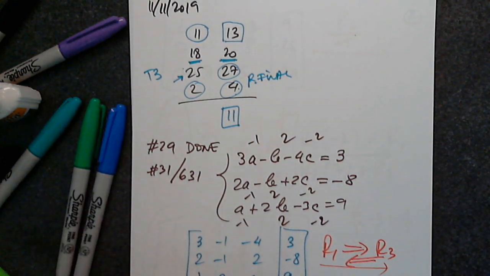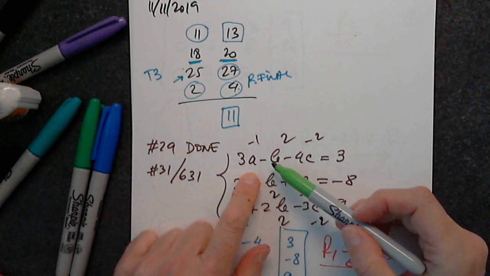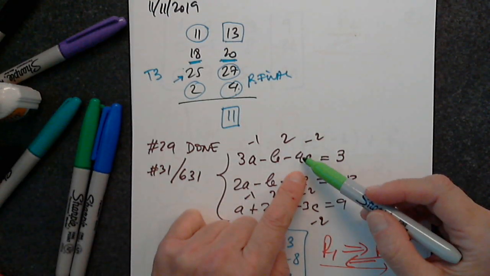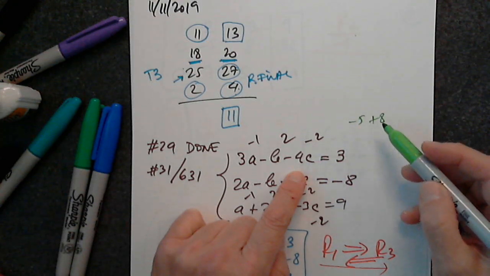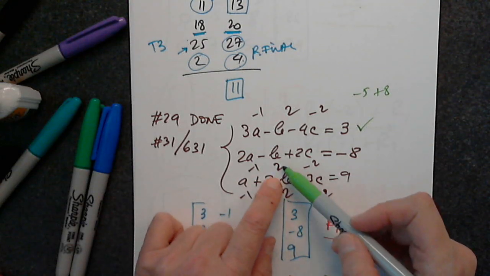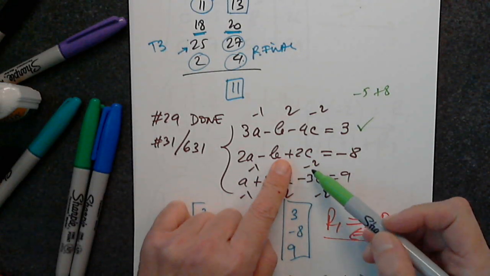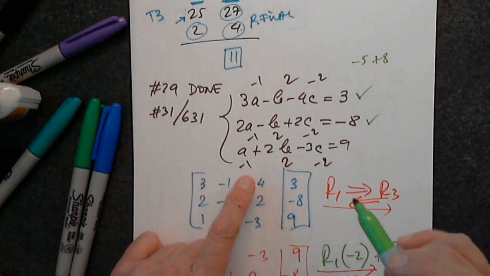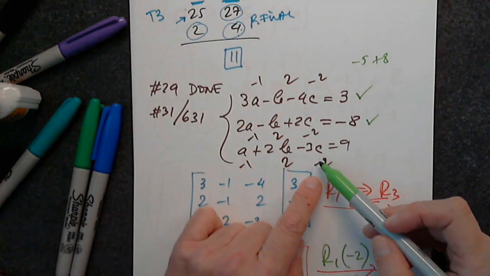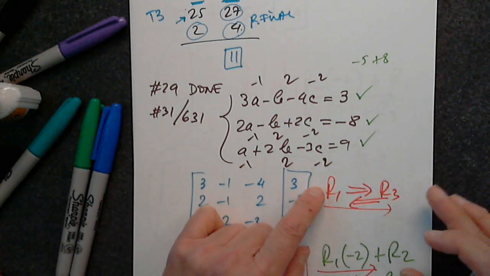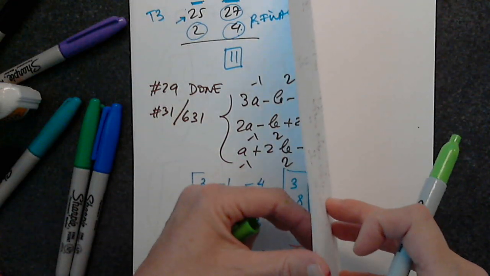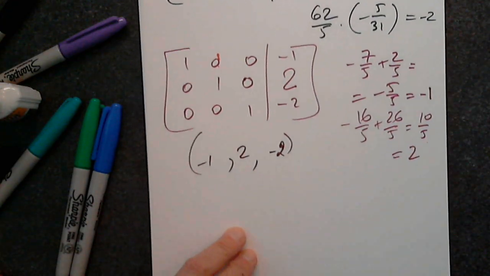I'm holding my breath. Okay. So negative 3 minus 2 is negative 5. Negative 5 plus 8. Okay. Promising. Negative 2 minus 2 is negative 4. Minus 4, negative 8. Promising. Negative 1 plus 4 is 3. 3 plus 6 is 9. Unbelievable, but true. Yes.